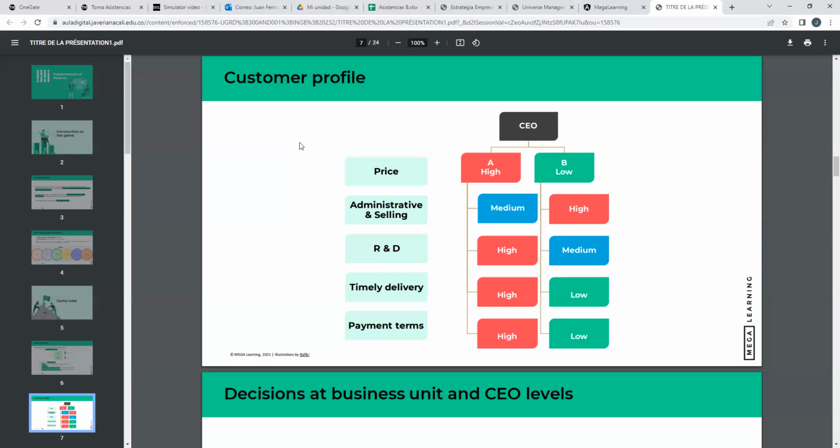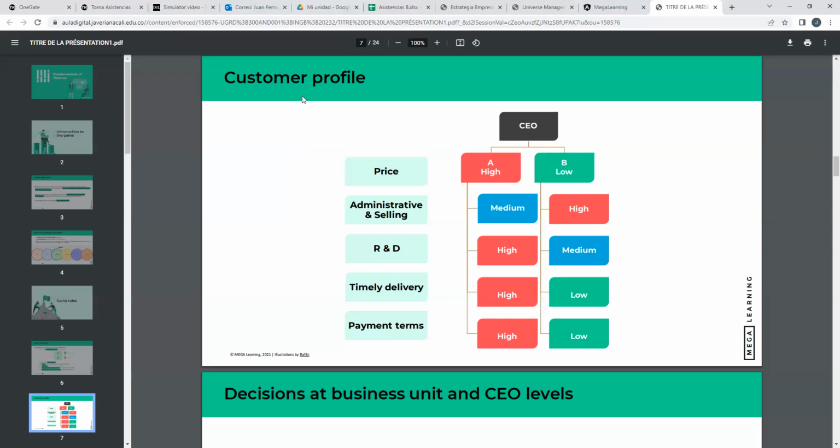Customer A likes that you give him credit, that you are not going to collect the money for the units you are selling immediately. He expects that you give him 30 days or 60 days. Customer B doesn't care too much about whether you give him more credit or not.